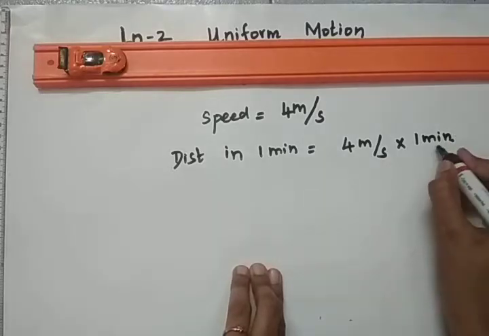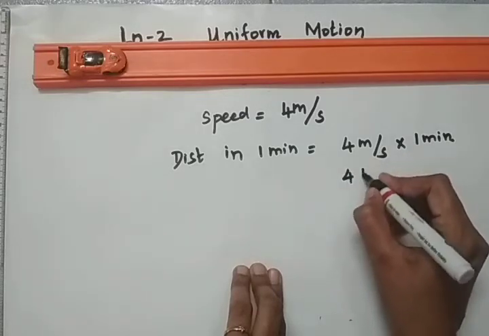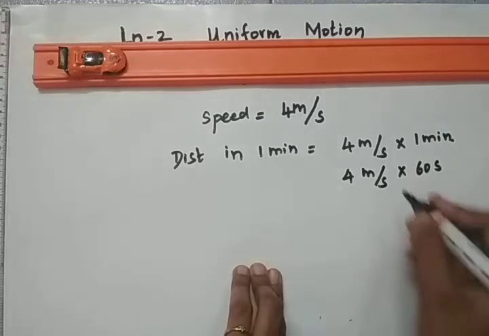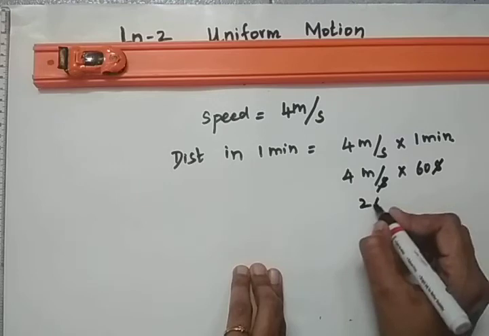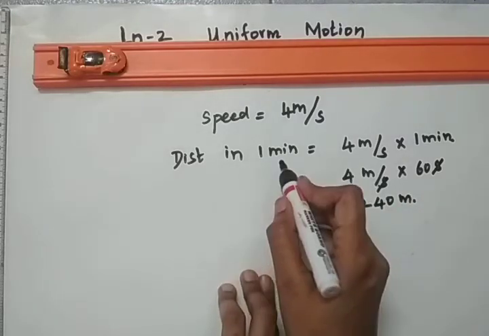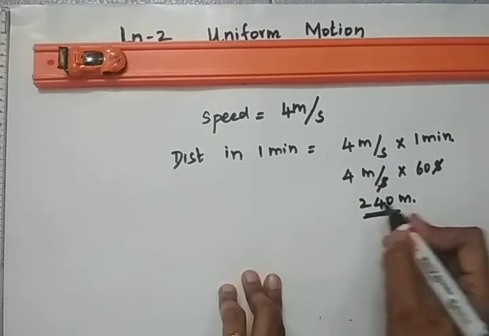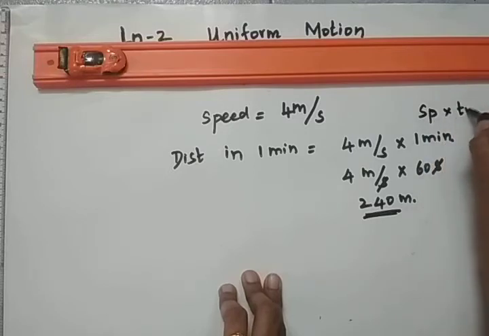But is it in SI unit? Can you multiply two different units of two different quantities? No. So you have to take 4 meter per second times 1 minute, which has 60 seconds, and the seconds and seconds get cancelled. 4 into 60 is nothing but 240 meter. So the distance covered by the car in 1 minute is 240 meter, which you found out by just multiplying the speed by the time.